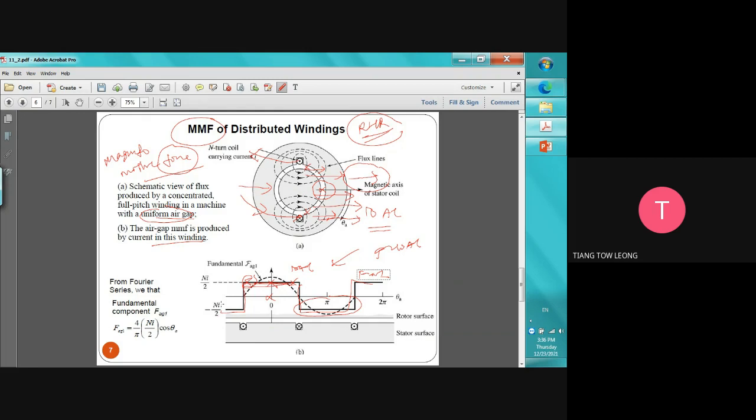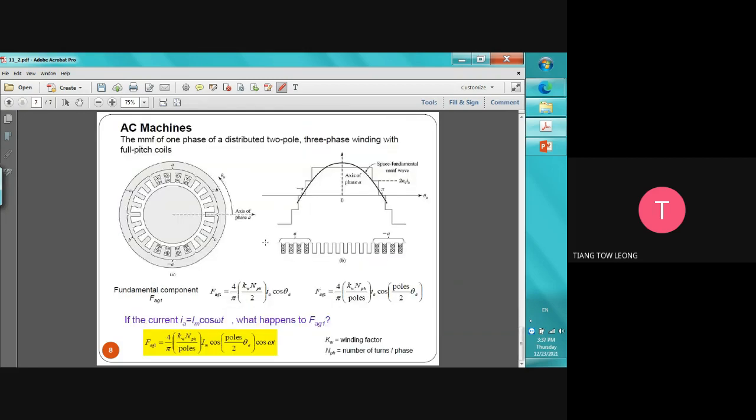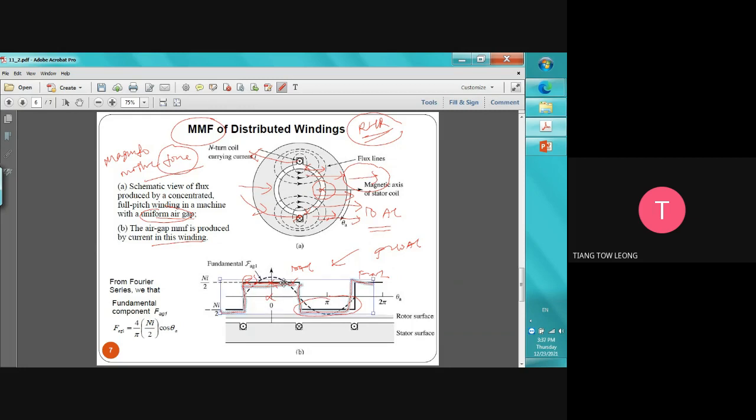Okay, so next, I forgot to mention why we are interested in doing this. We want to know how good the fundamental is, this value. We can convert this square wave into mathematics called Fourier series. There are a lot of components, but we are more interested in the fundamental one. The higher the fundamental, the better, because the EMF generated will be larger.